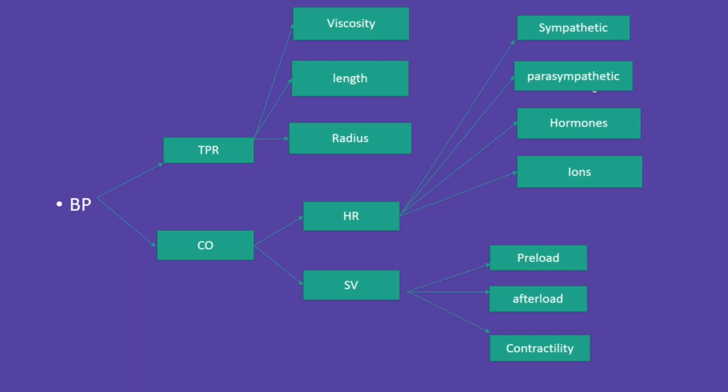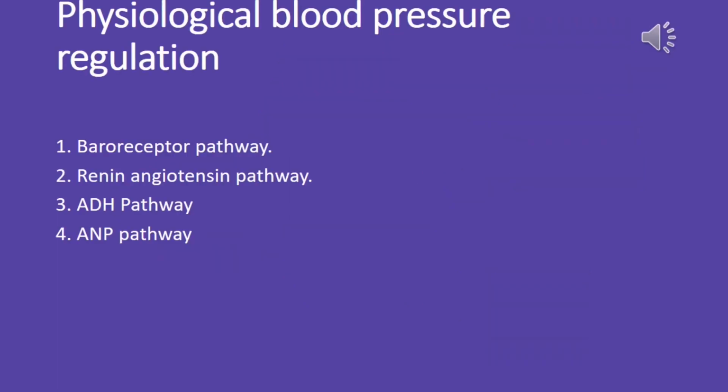Total peripheral resistance, influenced by the length of blood vessels, blood viscosity, and blood vessel diameter, regulates blood flow in the systemic circulation, thereby affecting blood pressure. Physiological blood pressure regulation. Blood pressure regulation involves a sophisticated interplay of physiological pathways: the baroreceptor pathway, the renin-angiotensin pathway, the ADH pathway, and the ANP pathway.